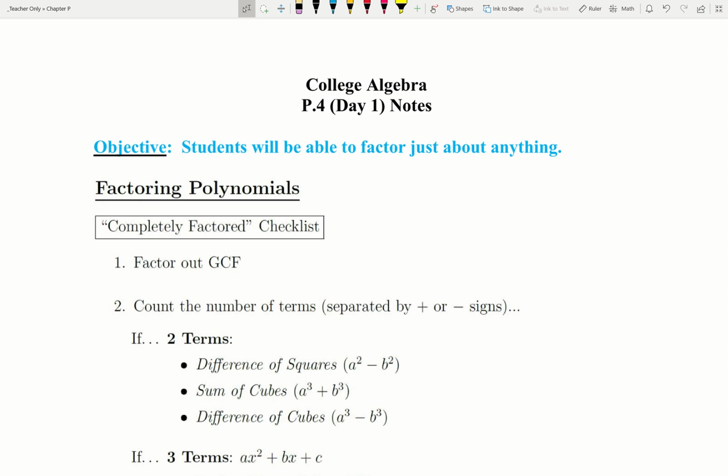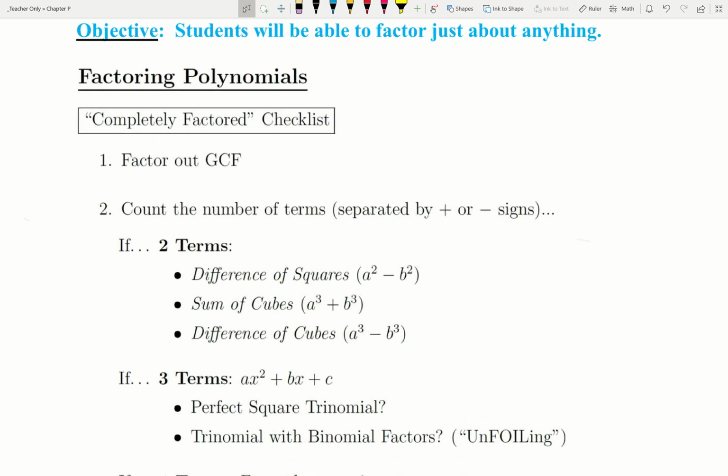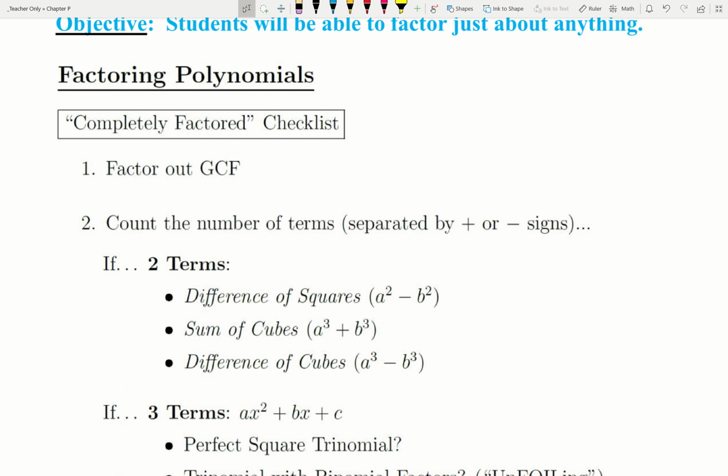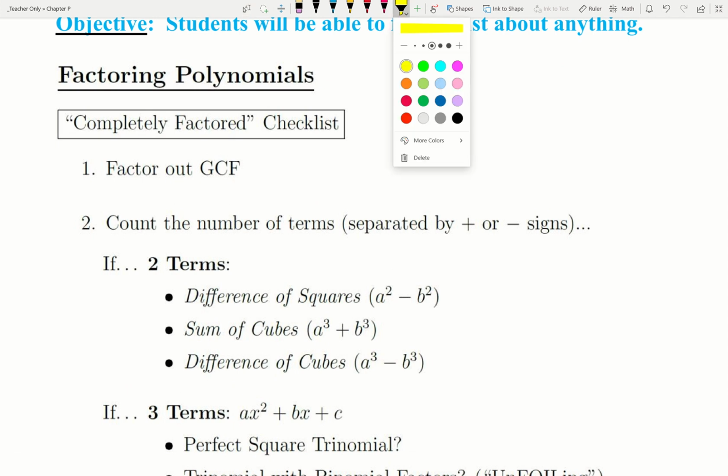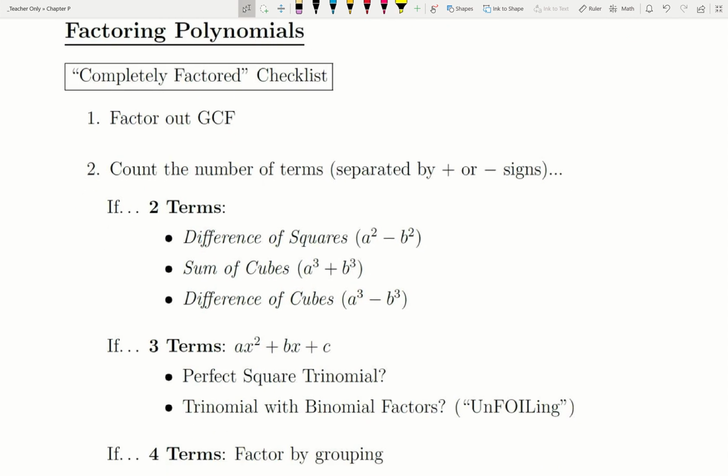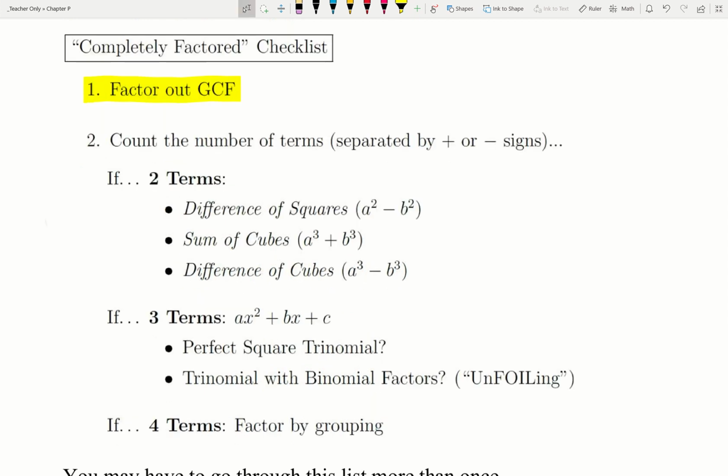So in this video specifically, we are going to start to reintroduce you to this idea of factoring a polynomial, okay? But I only want to take a look at a couple of different things that show up in this little checklist that I've left here in your notes. So today specifically, we're going to take a look at the first step of factoring, which is to always look for a GCF. And then the second step of factoring is to count the number of terms, and keep in mind those are separated by plus or minus signs. And then depending on the number of terms, you proceed in a certain way.